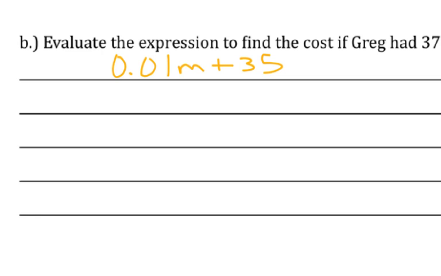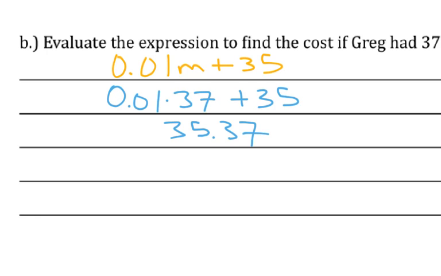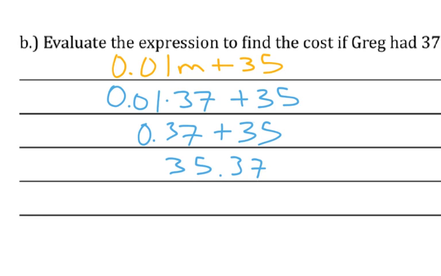0.01m plus 35. Evaluate the expression to find the cost if Greg had 37 minutes of in-state calls. So this is the easiest part because you're like, okay, I've done all the work now, and now I can just multiply by 37, add on that 35 at the end, and hopefully get 35.37. Probably should make that 2 steps, excuse me. And since it is a word problem, get a dollar sign there, and this would represent January cost for Greg.